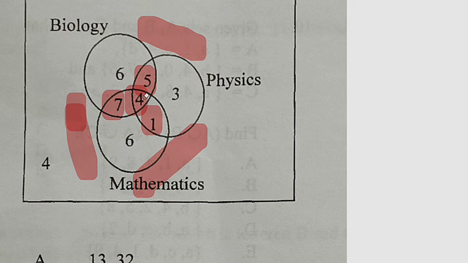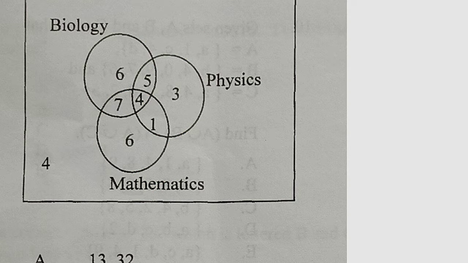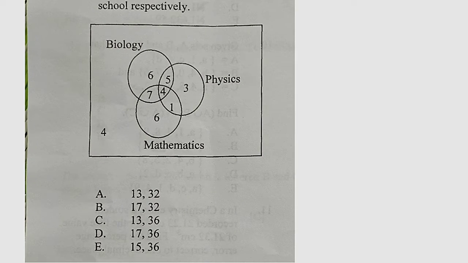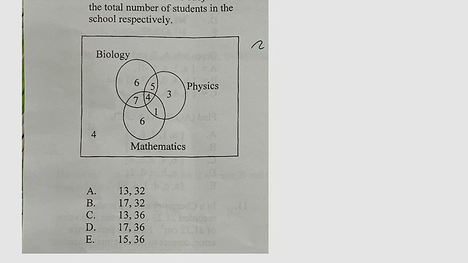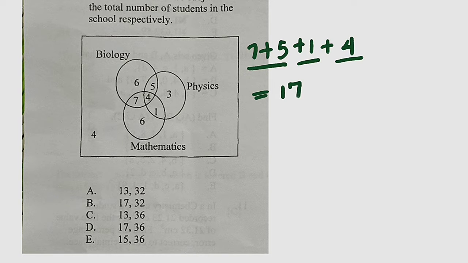Therefore, we are going to add these 4 numbers together in order to find the number of students that wrote at least 2 subjects. It's a very simple question. So we have 7 plus 5 plus 1 plus 4. 7 plus 5 is 12, plus 1 is 13, plus 4 is 17. So we have 17 students that wrote at least 2 subjects.